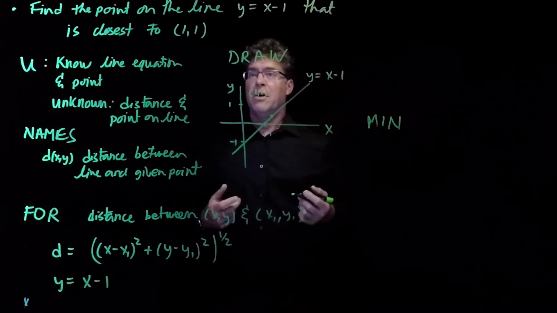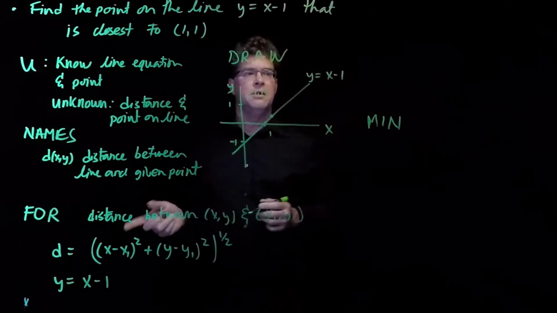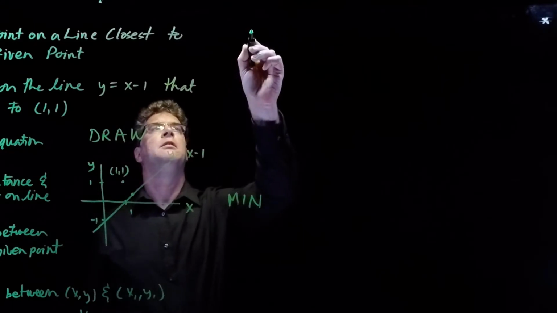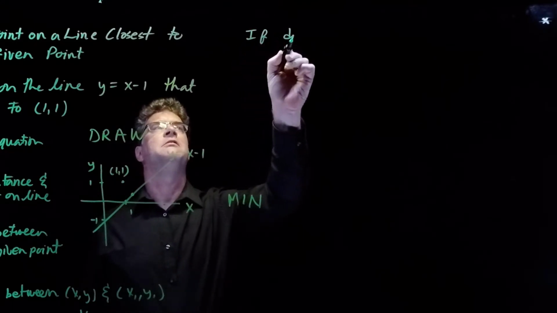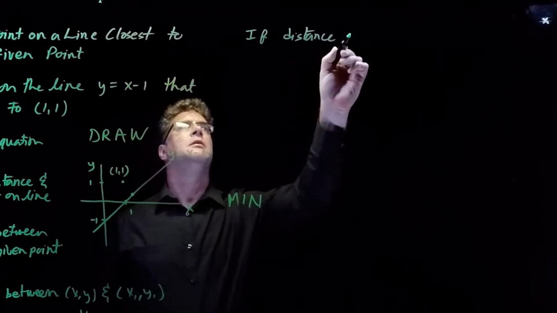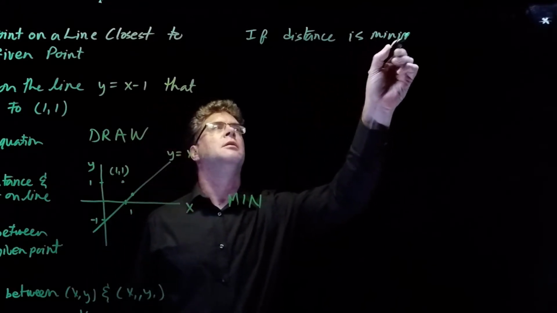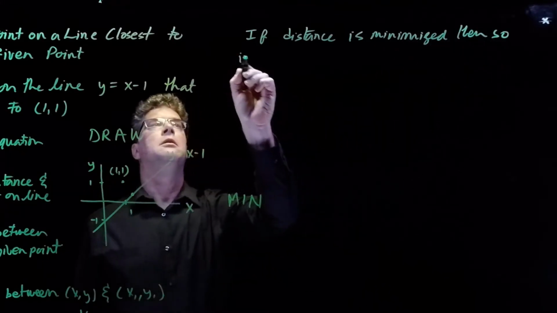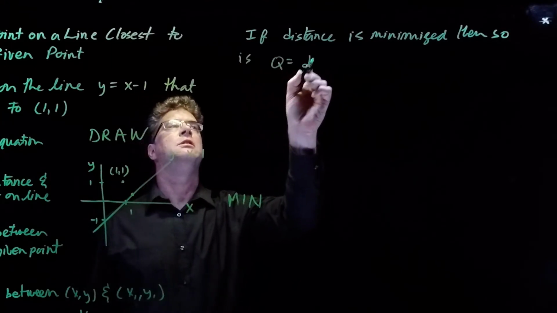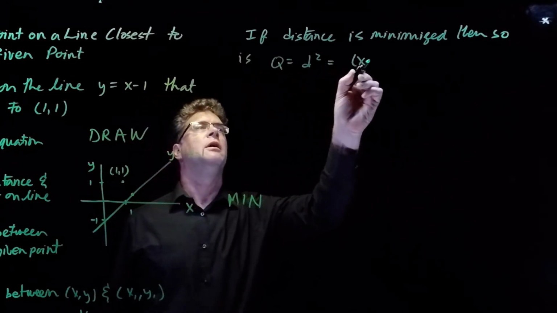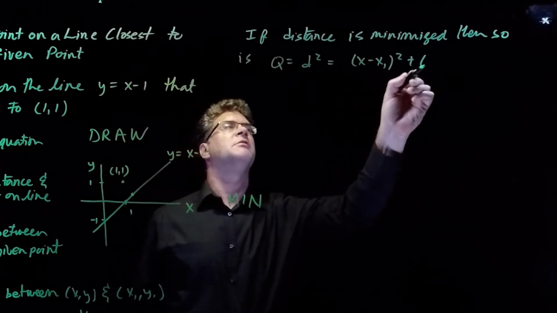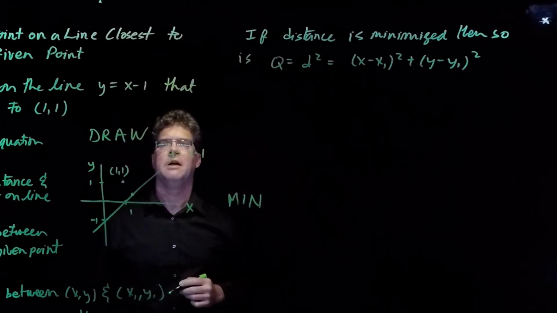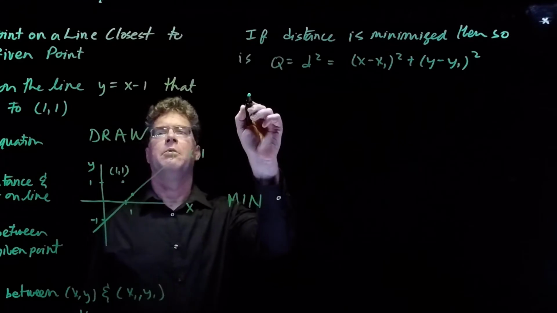So let's think about how to minimize the distance. Here there's a little trick we can do to make life a little bit easier. If the distance is minimized, then so is q, which we're going to call d squared, which will be x minus x1 squared plus y minus y1 squared. So we've gotten rid of that pesky square root sign. That helps a little bit. So let's write out what it is.